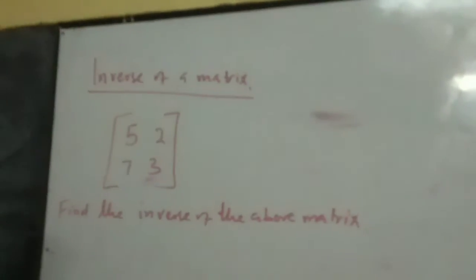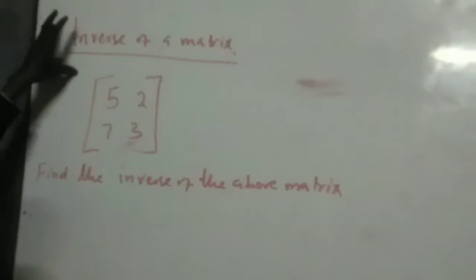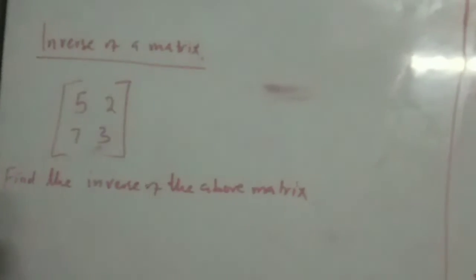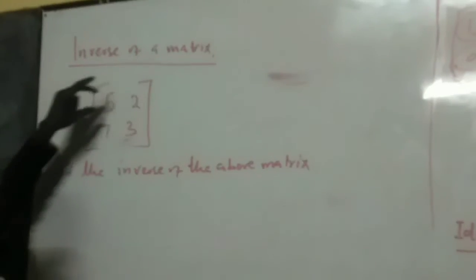Now, we want to look at the inverse of a matrix. We are asked to find the inverse of the above matrix, that is the matrix 5, 2, 7, 3. Now, how do we find the inverse of a matrix?